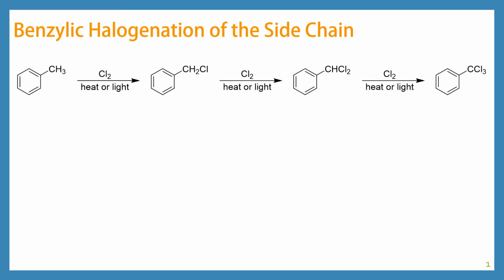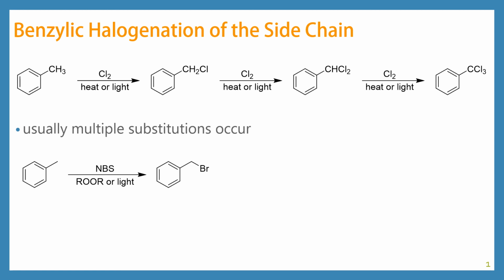So in the example shown below, you start off with toluene, add in molecular chlorine with heat or light as a catalyst, and if you control your equivalence of chlorine, you will end up with mostly a single halogenation in the benzylic position. However, controlling this reaction is pretty challenging and you mostly end up with a mix of products. So as you add in more chlorine, you're more likely to end up with polysubstitutions.